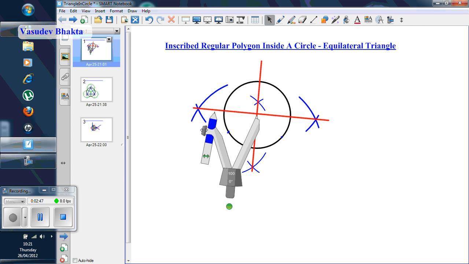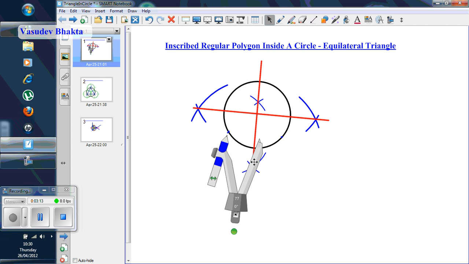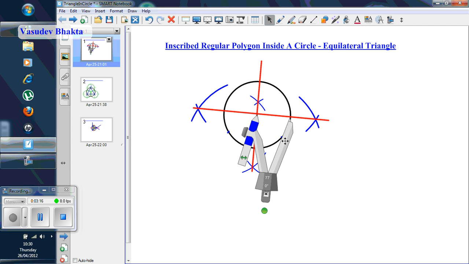Now, once I've got my center of the circle, I need to adjust my compass to find the radius of the circle. So I'm going to put that there. At the moment it's resting on my circle there. Once we've got our radius, we move our compass onto one of the points on the circumference of the circle. Just place the compass there.